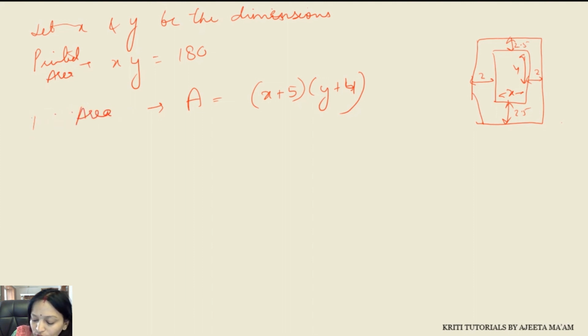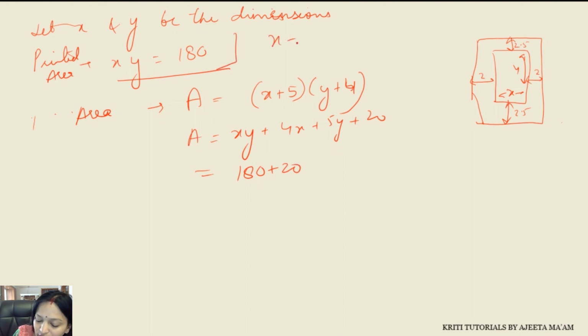ओके, नाउ दिस इज दैट, नाउ वी हैव टू सॉल्व दिस, बहुत सिंपल सा क्वेश्चन है। सो ए इज, लेट्स ओपन द ब्रैकेट, (x+5)(y+4) = xy + 4x + 5y + 20। xy का वैल्यू क्या है? 180, प्लस 20। नाउ यहाँ से अगर हम x का वैल्यू निकालें या y का वैल्यू निकालें तो क्या आएगा?